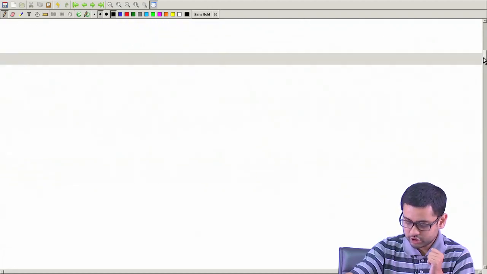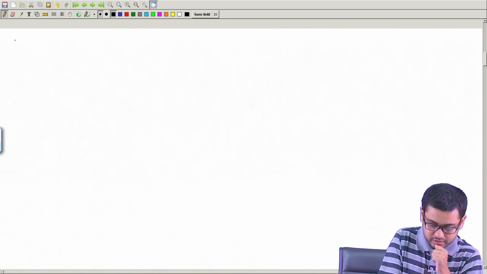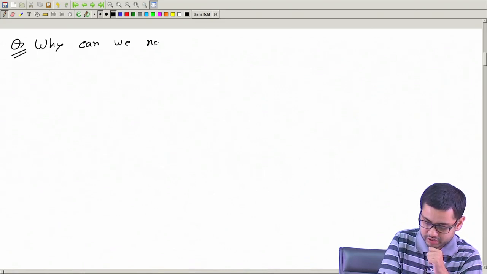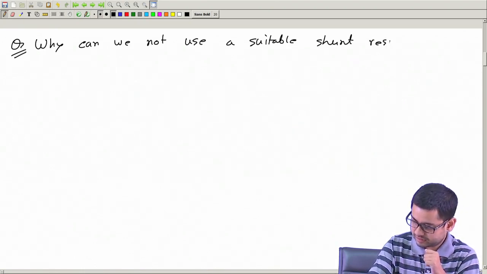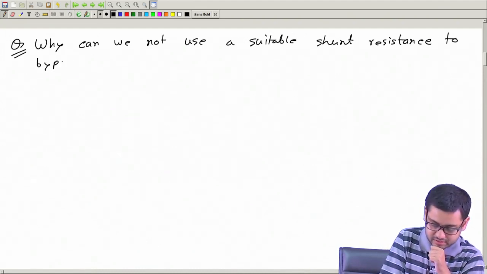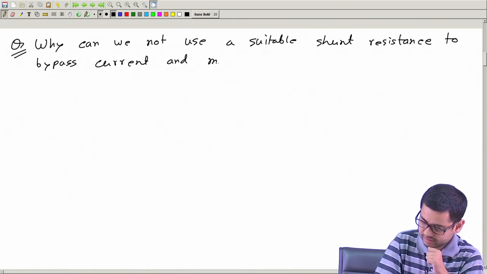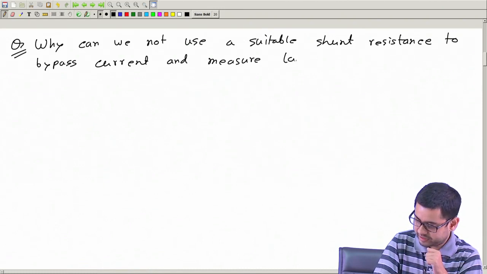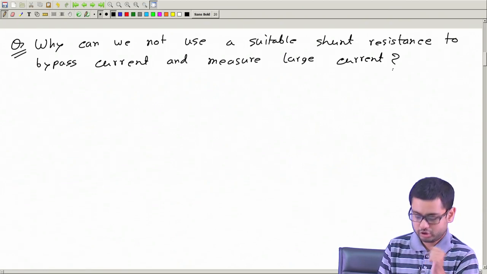But before that, you may ask a question: why can we not use a suitable shunt resistance to bypass current and measure large current in this way? Okay. So, that is also a possible way.